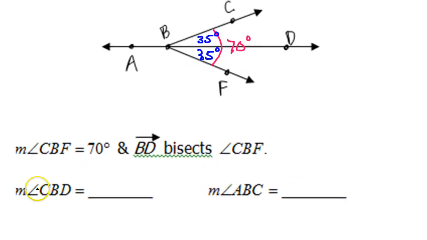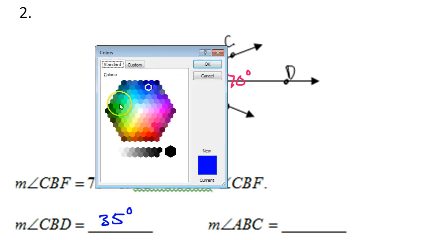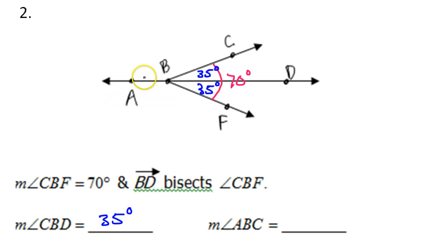Okay, so we're supposed to find the measure of angle CBD. Well, CBD is one of the 35-degree angles. What about the measure of angle ABC? Oh, interesting. Angle ABC is this angle out here.